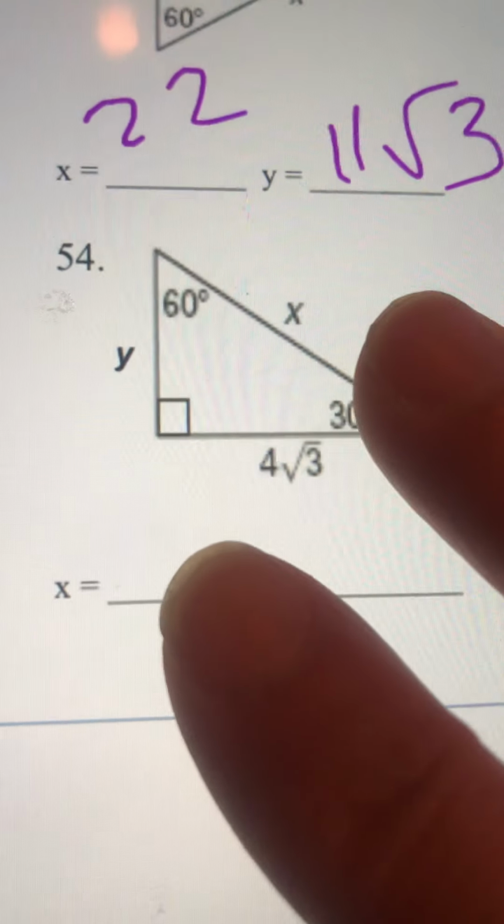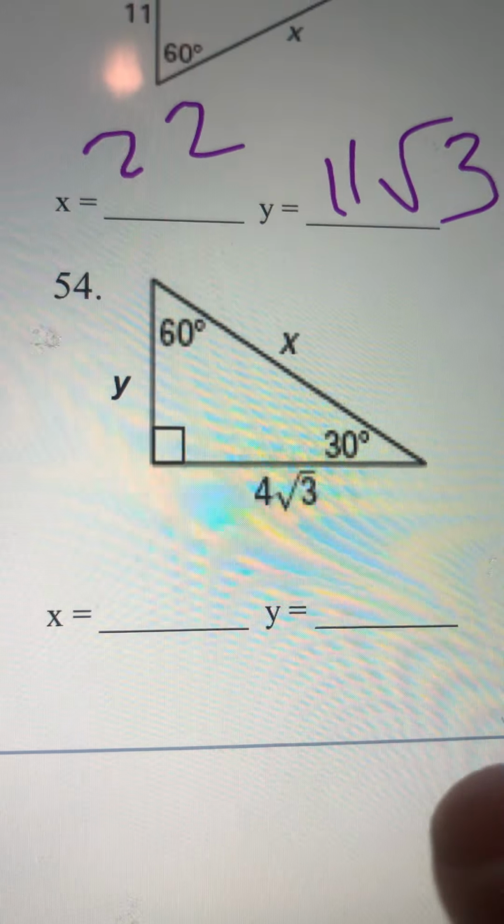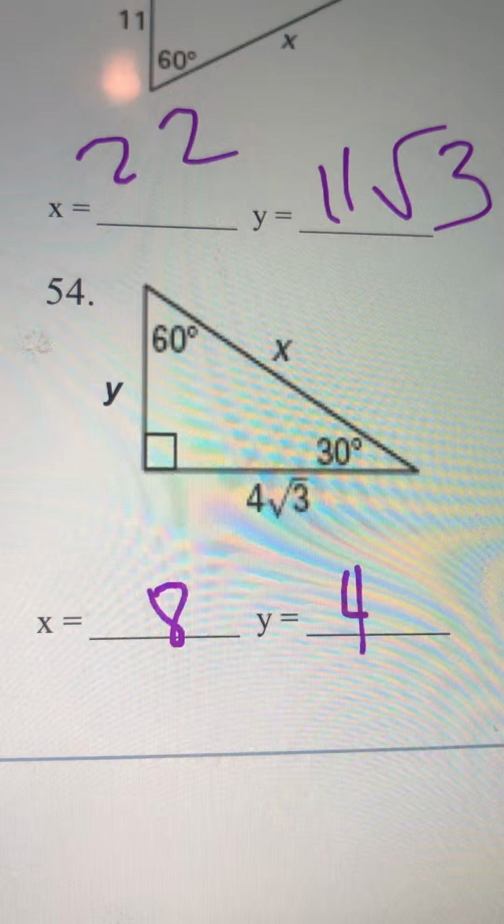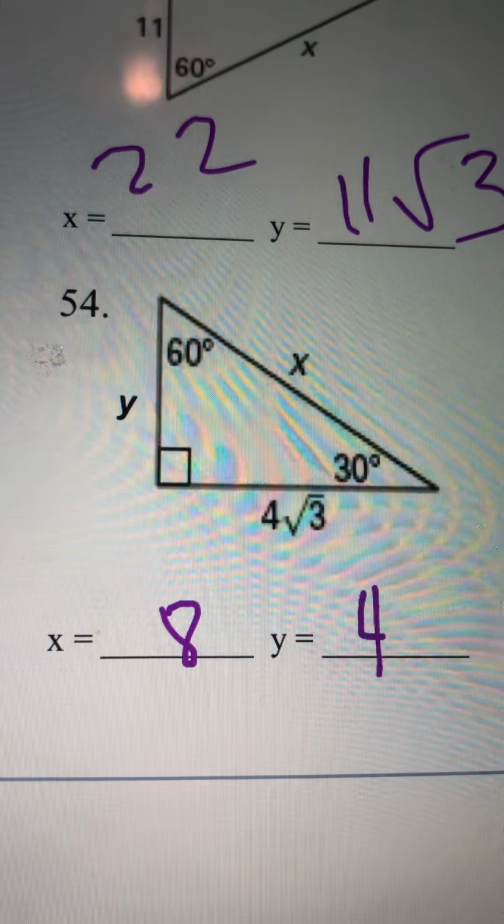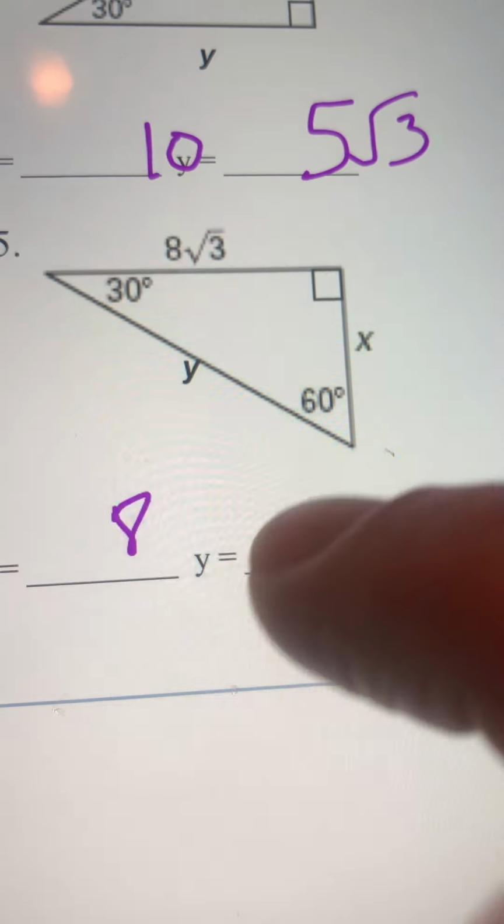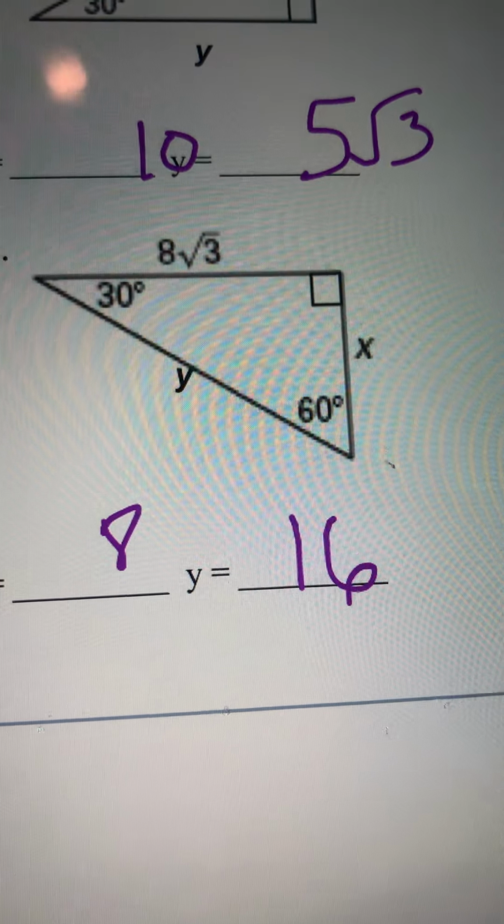Finally, the last row, now they're giving me the side opposite the 60. Basically, all I do to get the side opposite the 30 is take the root 3 away and then double to get the side opposite the 90. And you have to pay attention to which one's the x and which one's the y. So here the x is 8, the y is 16.